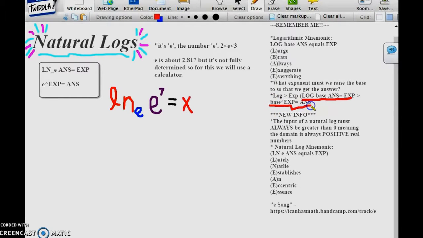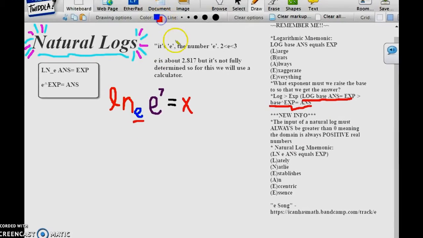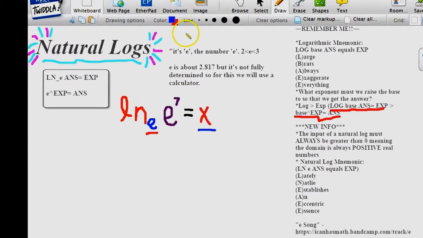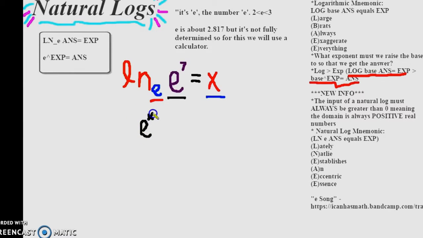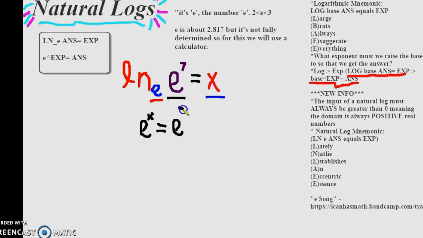Base to the exponent equals the answer. So the exponential form is saying this base to this power equals this. So e to the x power equals e to the 7th power.